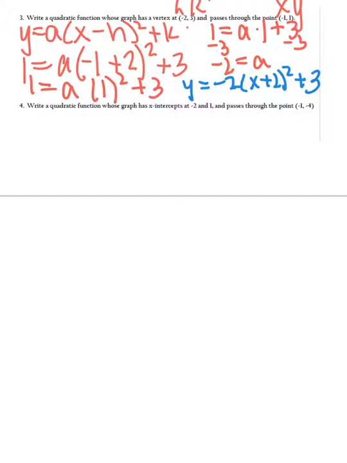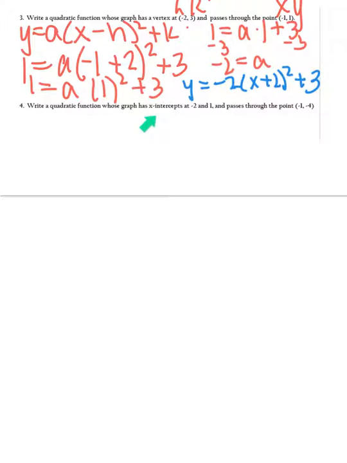And again, you could plug that in your graphing calculator and make sure that when this is put into y equals, you have these 2 points on that graph when you check the table. All right, my last one, write a quadratic function that has x-intercepts at these 2 points and passes through, here's an x and a y, a point.